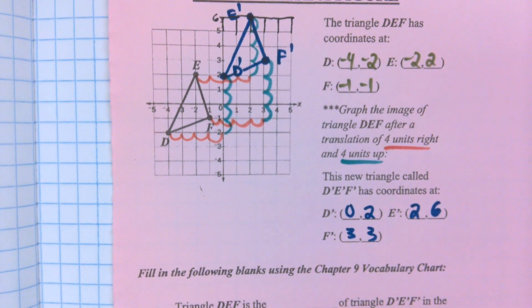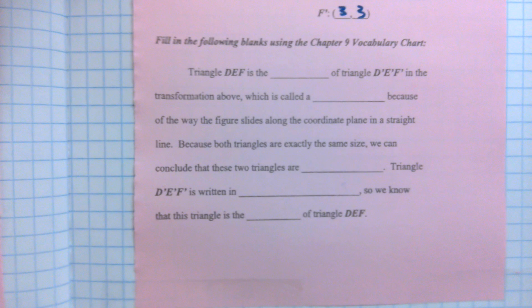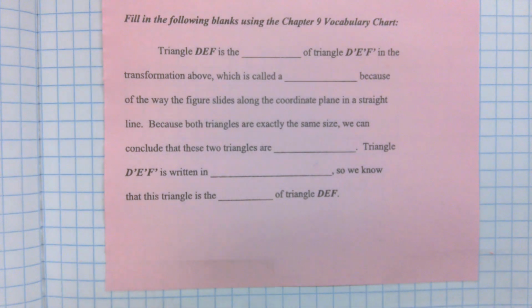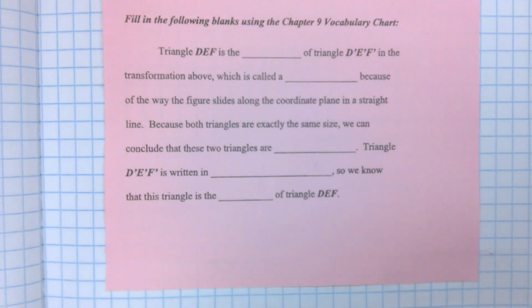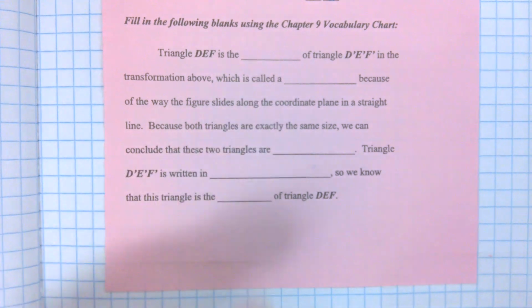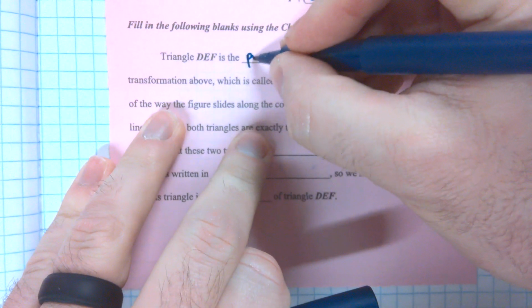All right. We've got a little bit of a vocabulary review down here at the bottom. So go ahead and flip over to your vocab chart for me real quick. Any one of those words could be the answer here. I'll take a quiet hand to help me fill in these blanks for a rich ticket. To start us off, triangle DEF is the blank of triangle D prime, E prime, F prime in the transformation above. Hope, what is this one? Pre-image, that's right.